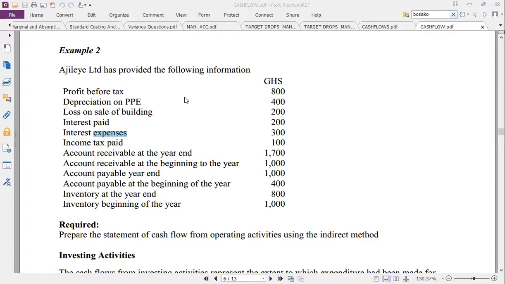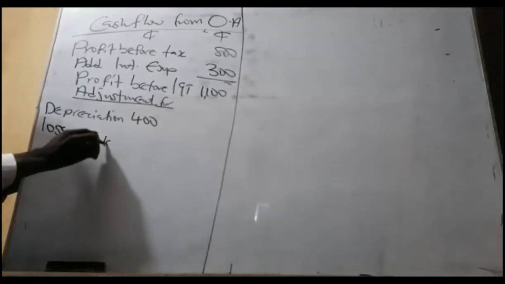Then you go to the aliens or the strangers. Is there any stranger here? Any item which is not part of operating activity but is there? You can see loss on sale of building. Good. Loss on sale of building. So loss of 200. What are we doing? Tell the examiner, loss on sale of building.